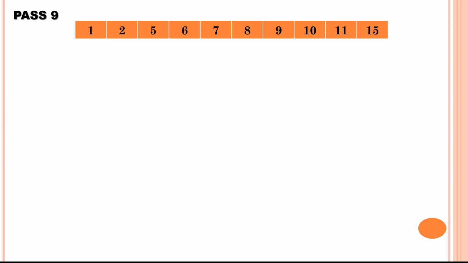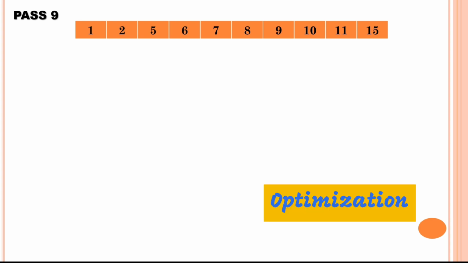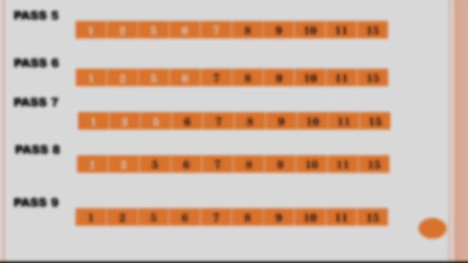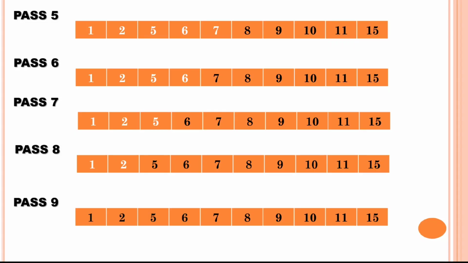Now that we understand the basic bubble sort, let's talk about optimizing it. In its standard form, bubble sort makes multiple passes through the list, even if the list is already sorted. This can waste time, especially for nearly sorted lists. If we observe the last 5 passes, we can see that no swapping operation has been required since pass 5. So here we can minimize the number of passes.